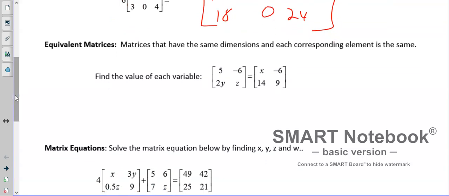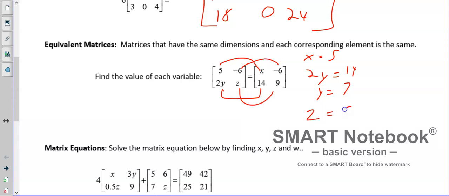Equivalent matrices. Matrices that have the same dimensions, just like before with adding and subtracting, and each corresponding element is the same. So if you're trying to solve for letters, you just set up equations. X equals 5. We're done. You can see 6 equals negative 6. That's obvious. 2y equals 14. Divide by 2. Y is 7. And then z, no work, equals 9. So there are the values of our 3 variables right there, by either just equivalency statements or simple solving.